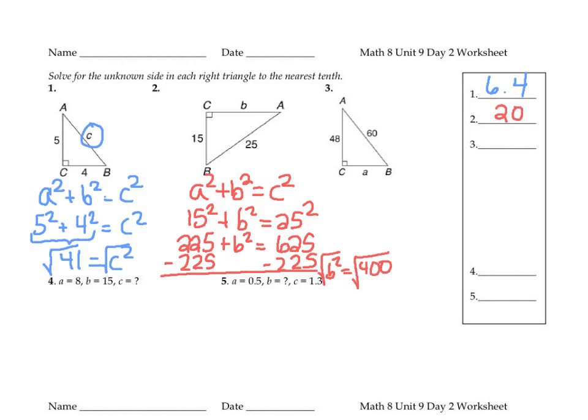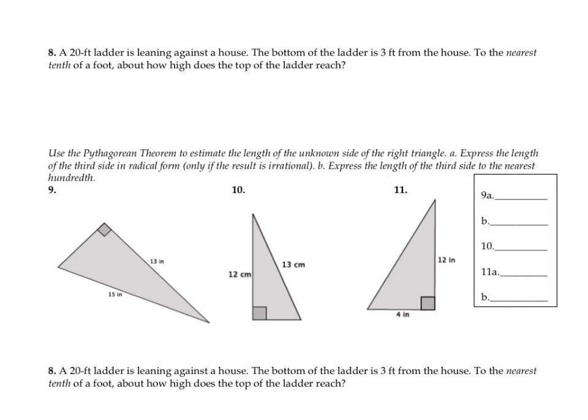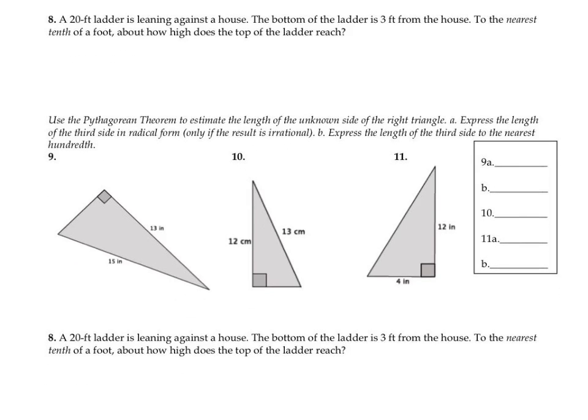Flipping over to the other side, we see that 9, 10, and 11 have similar questions, but we're asked to write these in radical form only if the result is irrational. So let's take a look at question number 11. We know a squared plus b squared equals c squared. And so I can plug in 4 squared plus 12 squared equals c squared.